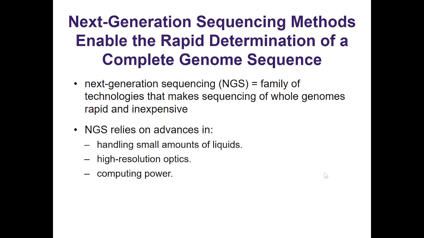Okay, so the next generation sequencing methods, these are going to be sequencing methods that are coming up, and some of them have actually started becoming more widespread. So they're going to enable rapid determination of a complete genome sequence. The next generation sequencing, NGS, this is going to be a family of technologies that makes sequencing of whole genomes rapid and inexpensive. Right now, does anybody have any idea about how much money it takes to get a full sequence for you?